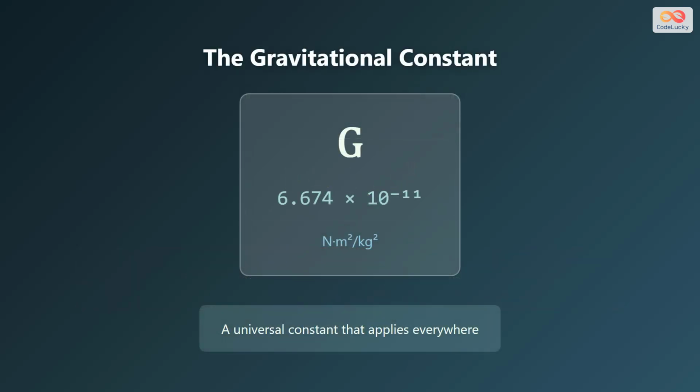The gravitational constant, G, has a value of 6.674 times 10 to the power -11 Newton-meter squared per kilogram squared. This is an extremely small number, which explains why we don't feel gravitational attraction to everyday objects around us. However, this constant is universal, meaning it has the same value everywhere in the universe, from Earth to the most distant galaxies.